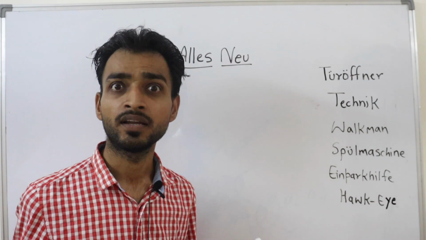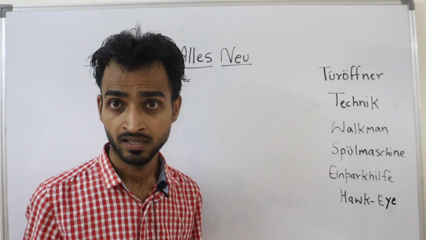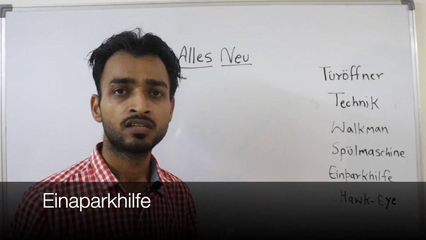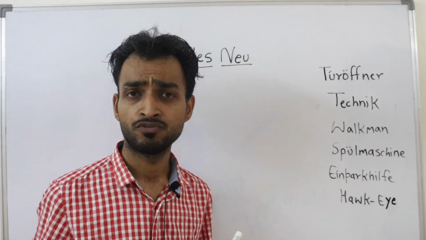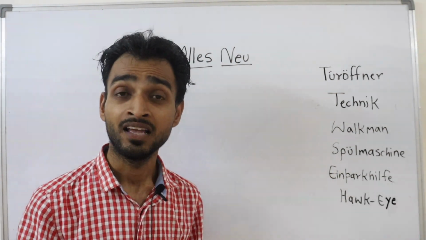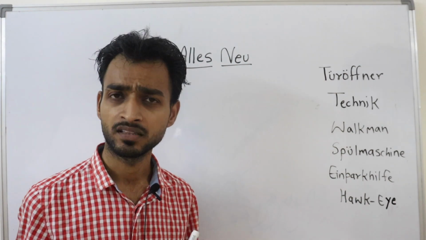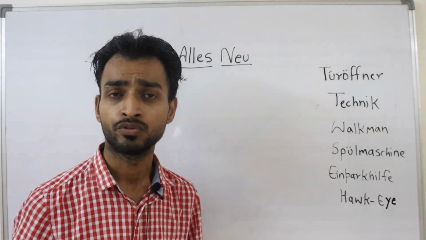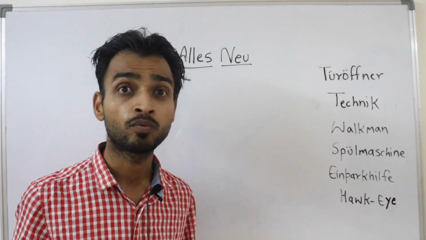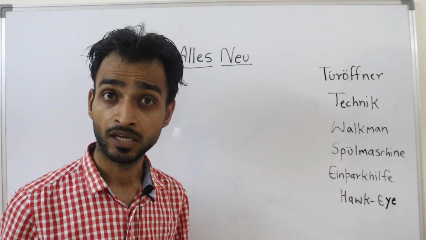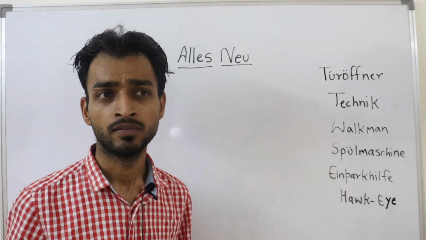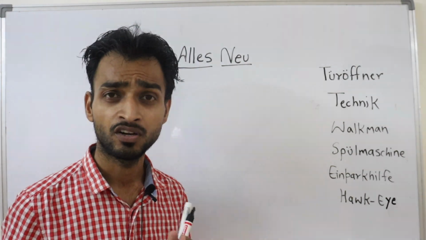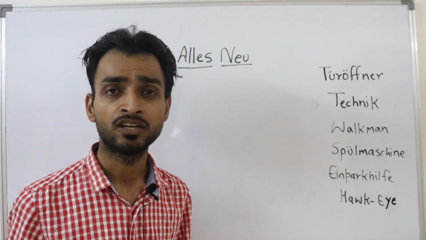Spülmaschine. Dann Einparkhilfe. Das ist auch ein Gerät. Einparkhilfe benutzen wir im Auto. Okay, das ist für die Hilfe, damit man einfach einparken kann, so that one can park the car. We use this device in our car so that we can easily park our car without any problem. So this device is called Einparkhilfe. You must have seen it in your car, in your surroundings. This is a very popular device, but very normal nowadays. So these are all related to the technology.